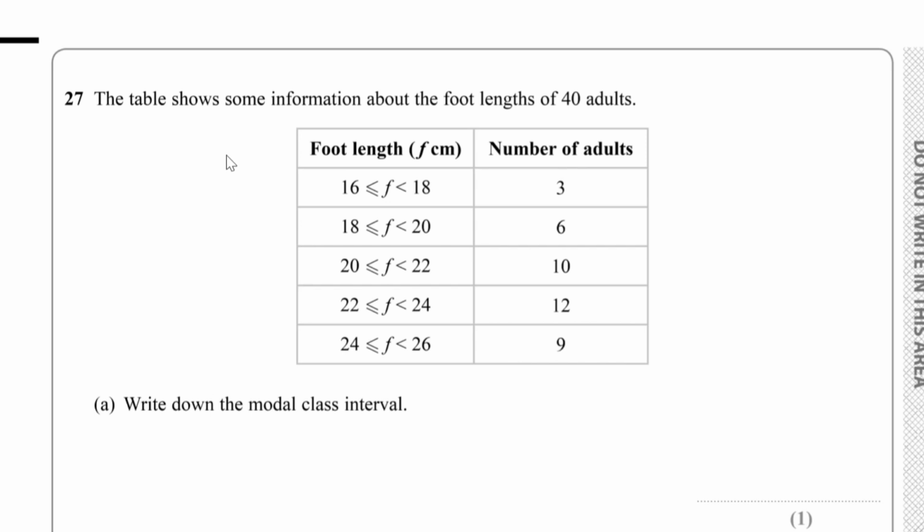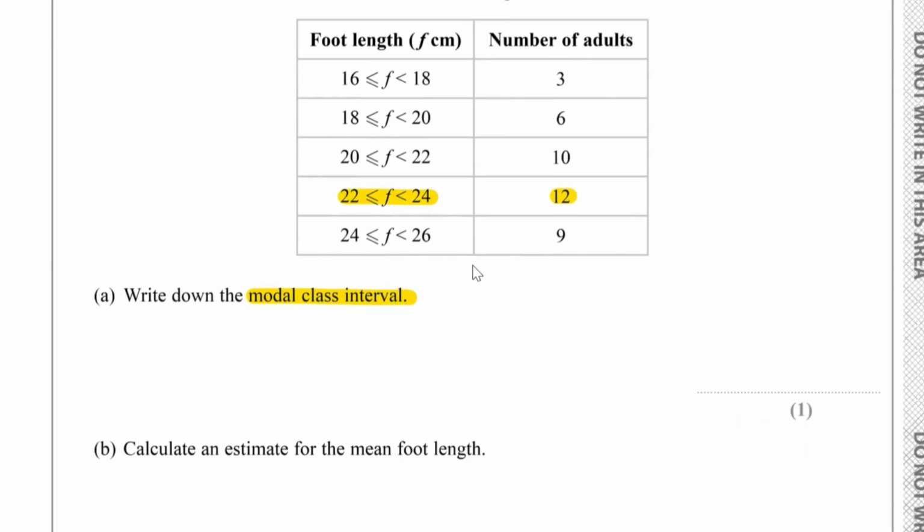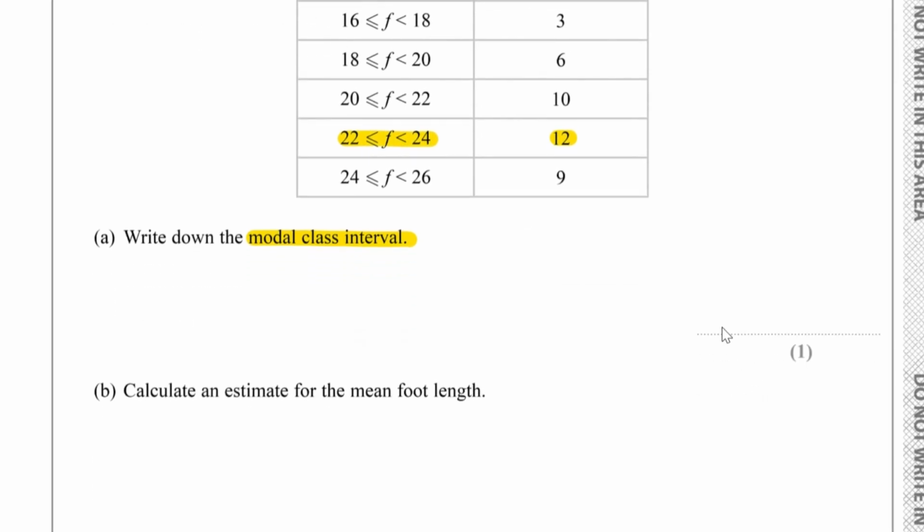Question number 27. The table shows some information about the foot lengths of 40 adults. For part A, we have to write down the modal class interval. Well, mode means most common. The most common is the one with the highest frequency, which is 12, and that would correspond to this interval here. We've got 22, which is less than or equal to f, which is less than 24.